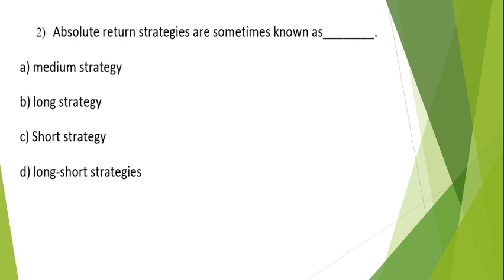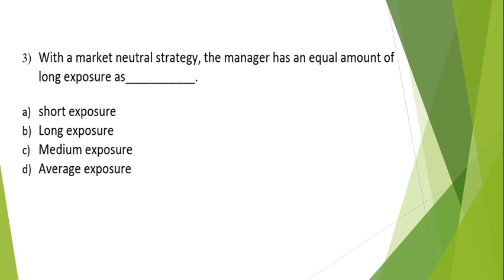We have another question. Absolute return strategies are sometimes known as dash. Option A medium strategy, option B long strategy, option C short strategy, option D long short strategy. What could be the answer for this? The answer is option D, long short strategies.